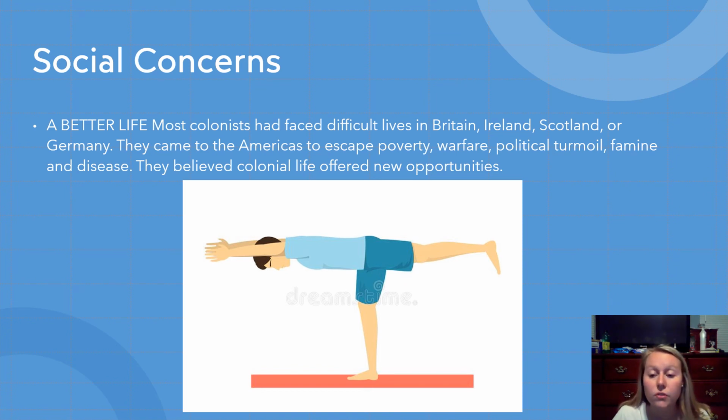So the sixth reason that the settlers decided to come to the Americas was for social concerns. They wanted a better life. Most colonists had faced difficult lives in Britain, Ireland, Scotland, or Germany. They came to the Americas to escape poverty, warfare, political turmoil, famine, and disease. They believed colonial life offered new opportunities. So I want you guys to go ahead, take a big deep breath.